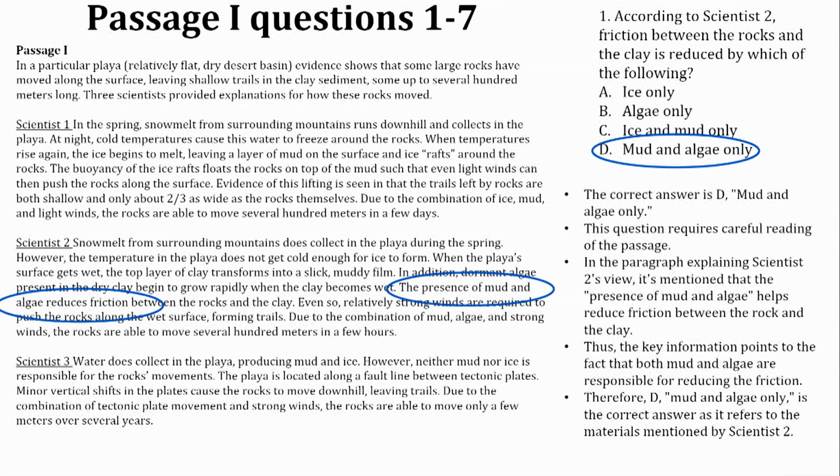So this one is just very careful reading, okay? It does tell us in the question where to read. It said according to scientist 2. So when you see that, don't waste your time by reading scientist 1 and scientist 3's explanation. It's telling us exactly where to go. And you can see that it's almost verbatim in the passage. So that just requires careful reading to get the correct answer.